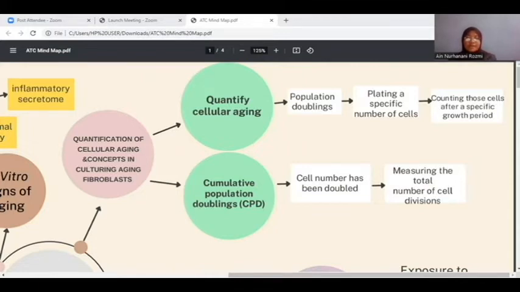The next one is the concepts in culturing aging fibroblasts in aging research. One of the terms that has been used is cumulative population doublings, which is CPD. So what actually is a CPD? It is the number of times that the cell has been doubled. It has been used to count all the cell divisions and is influenced by a number of biological factors, for example, the species maximum lifetime, the donor's age, the location of the biopsy, and the culture conditions.